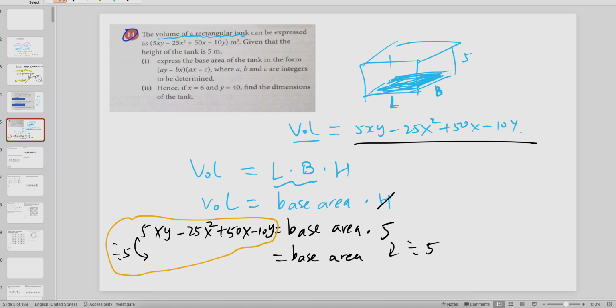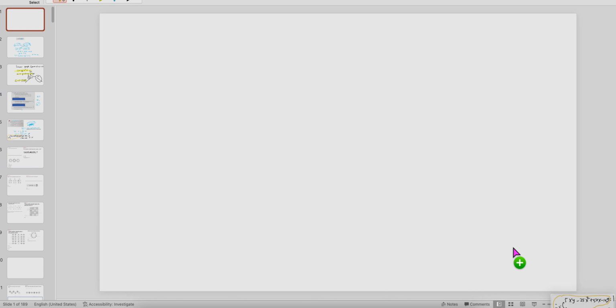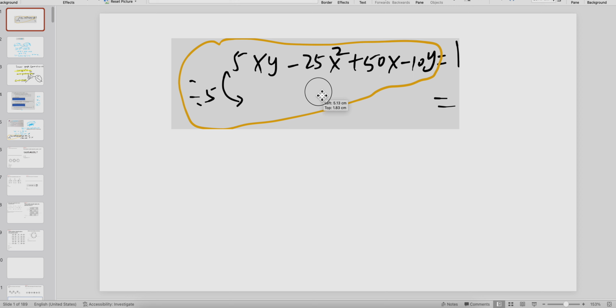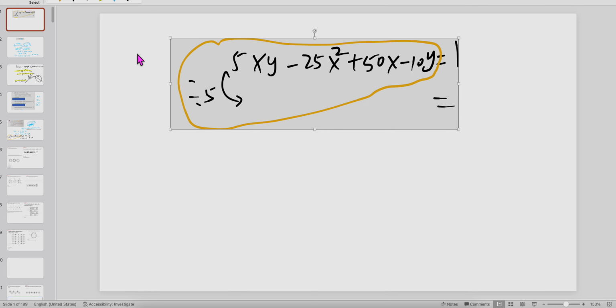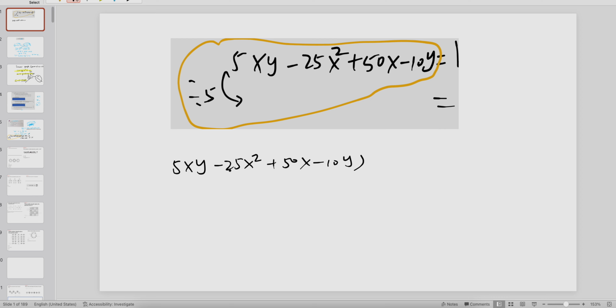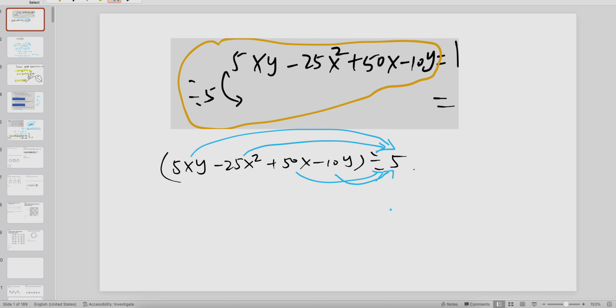Okay, so I'm going to take it out. I'm going to go to the next slide. Okay, so how do you do this? You just rewrite the thing: 5xy minus 25x squared plus 50x minus 10y, and then you have to divide by 5, right? So when you divide by 5, you need to open the bracket, right? How do you open this bracket? Divide by 5, divide by 5, divide by 5, divide by 5.